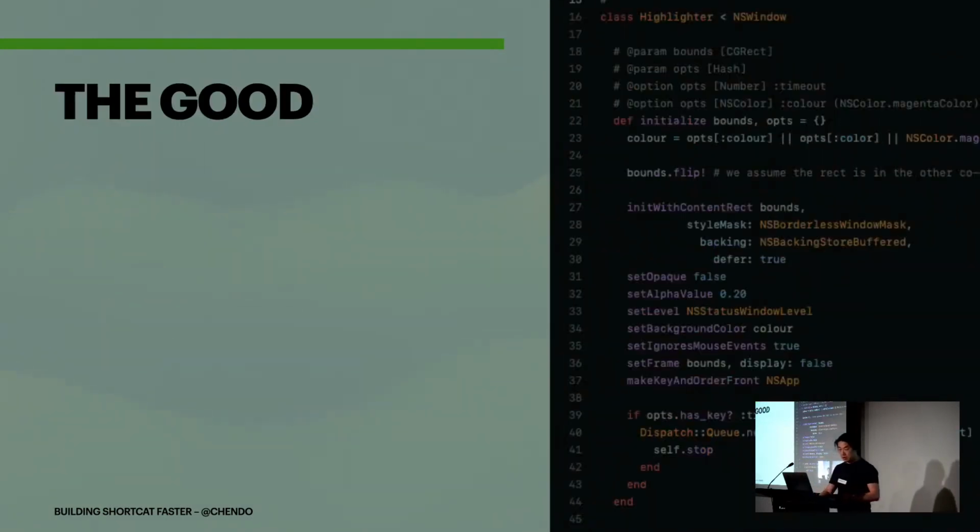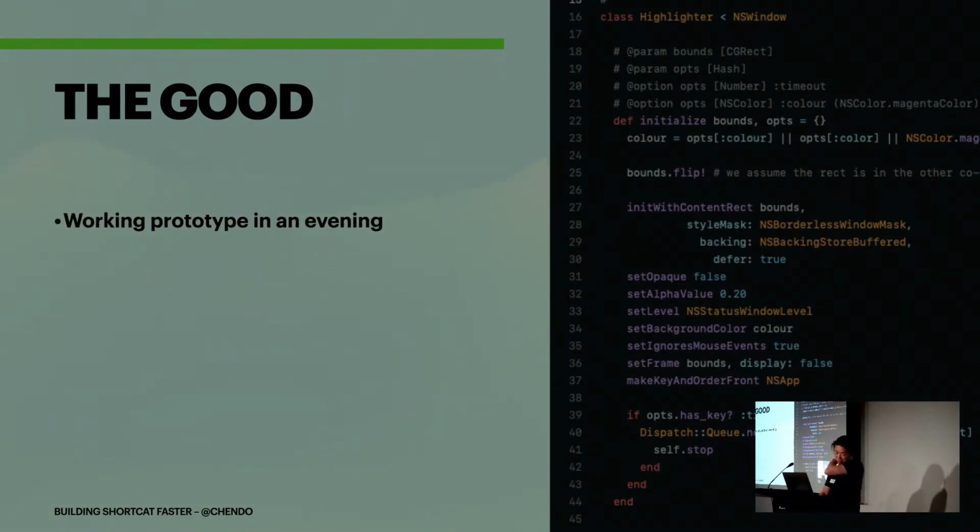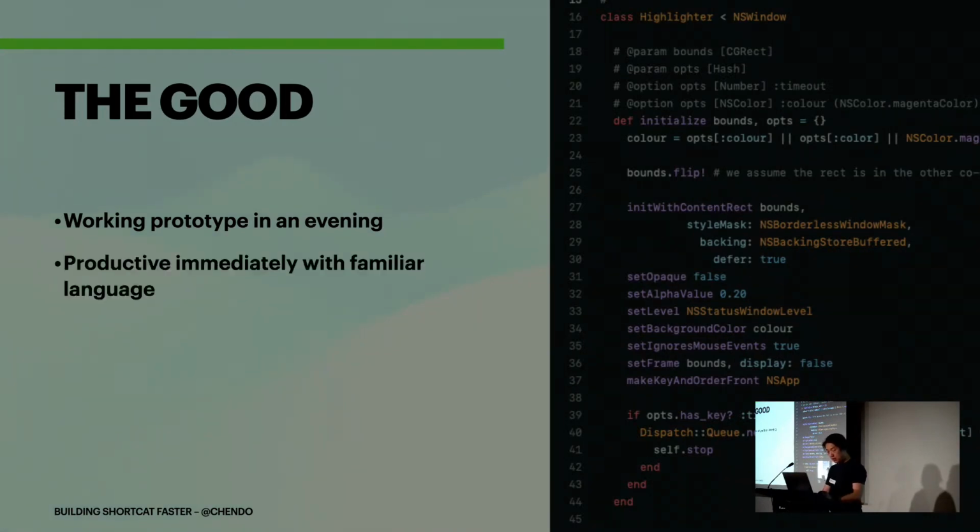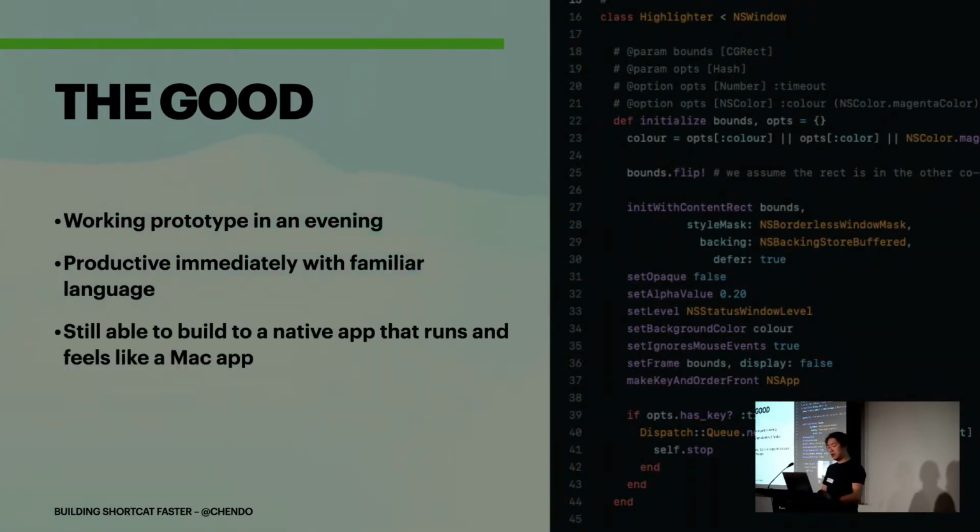The good part about this was I was able to have a working prototype in an evening, except the evening was actually probably until 3 a.m. in the morning. But it was enough to be able to show people at work the next day, which is the same day, I suppose, which was great. I was productive immediately, which is fantastic when you want to test an idea, and you're still able to build a native app that runs and feels like a Mac app.